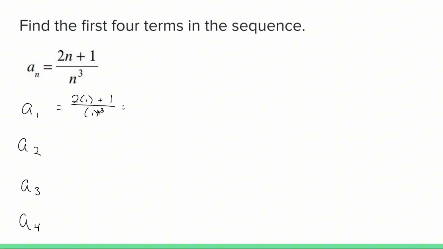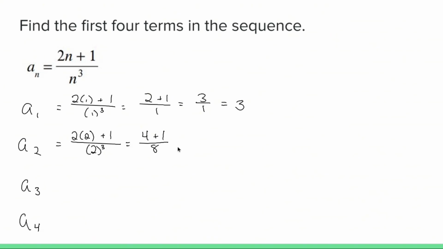Okay, we could do two things at the same time. 2 times 1 is 2. 2 plus 1 over 1 to the third power, which is 1, right? That becomes 3 over 1. 3 over 1 is 3. Okay, no big deal, as the kids say. Let's do it again. 2 times 2 plus 1 over 2 to the third power. That's going to be 4 plus 1 over 8, which is going to be 5/8.